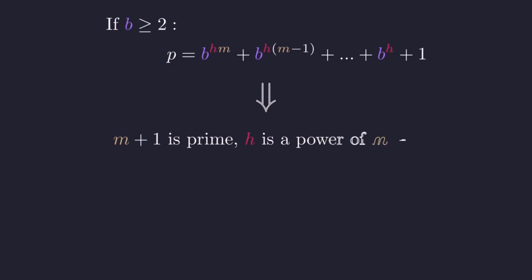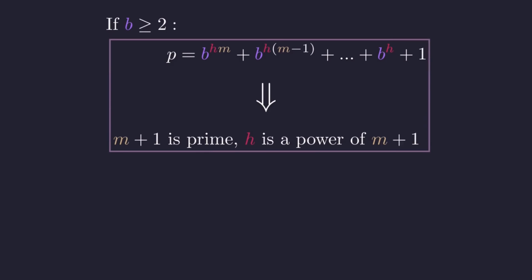Even if you've seen that before, I'll bet the following generalization is new to you. If b is at least 2, and there is a prime of the form b to the hm plus b to the h quantity m minus 1 plus b to the h quantity m minus 2 and so on, then m plus 1 must also be prime, and h must be a power of m plus 1. Now, while there's a lot to unpack here, we can actually rephrase our statement in terms of the base b integers.